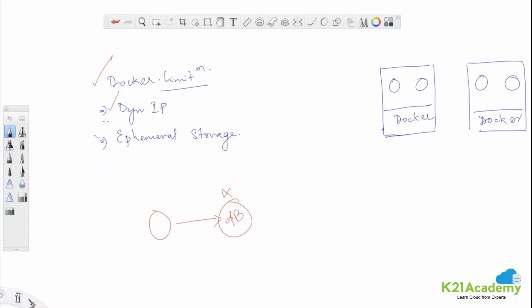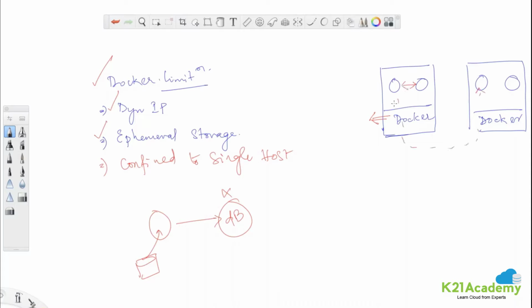Then we had ephemeral storage, we didn't have persistent storage, but in the containers world, you can still go ahead and attach a volume and have persistency. But the biggest limitation was Docker was confined to a host. That means if I am talking to containers, I have just plain Docker. I can only connect like this. I can't go this way.